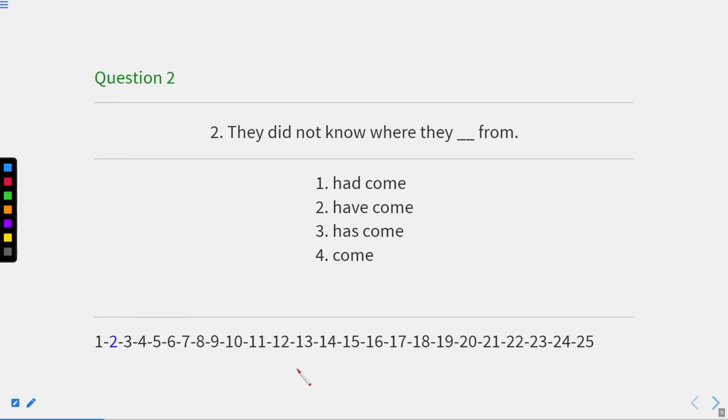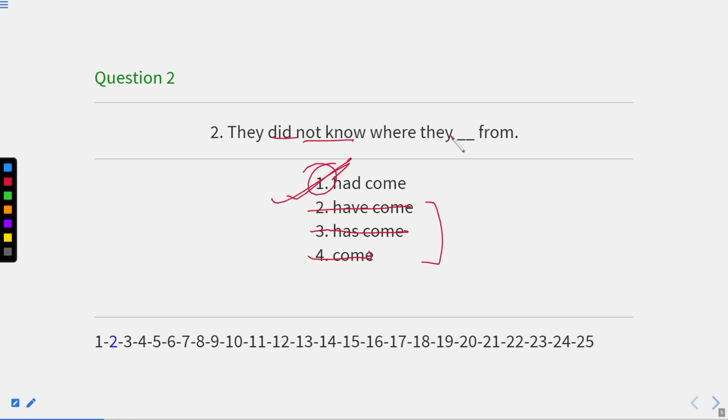This is the second sentence. They did not know where they dashed from. So, where they had come from, have come from, has come from, or come from. Now, they did not know is actually the past tense. Okay, and if it is the past tense, obviously the remaining sentence cannot be in the present tense. So first of all, let us remove this third and this fourth, or the second one. Now if we have eliminated these three, obviously one is left, that is had come. Okay, so where they had come from.